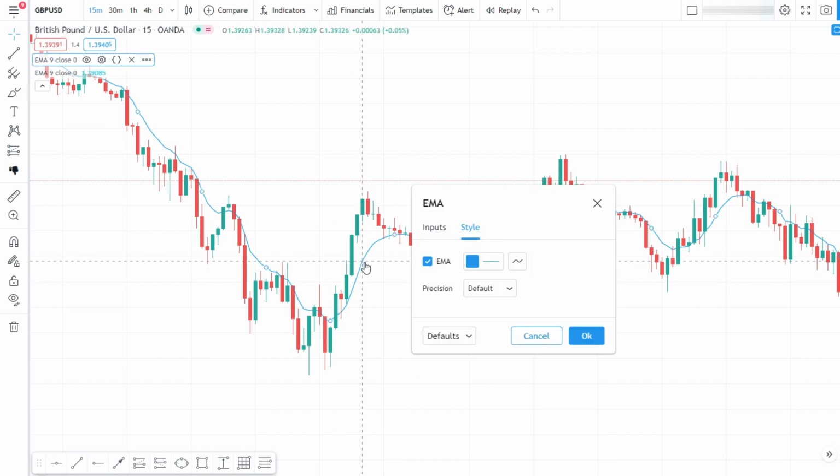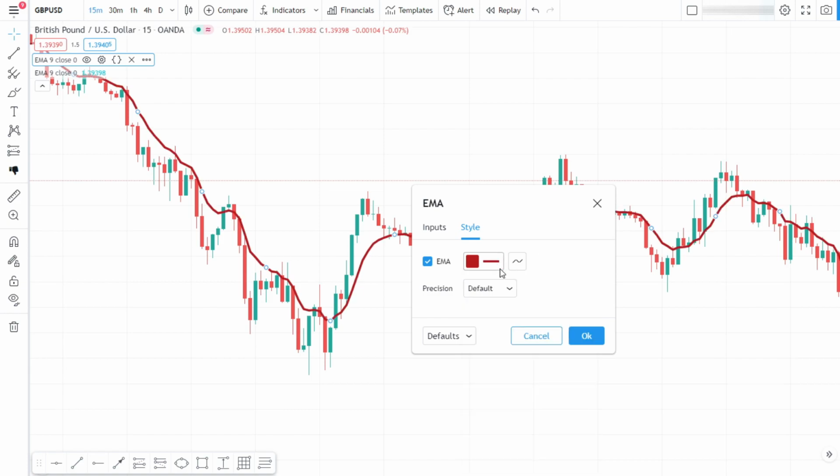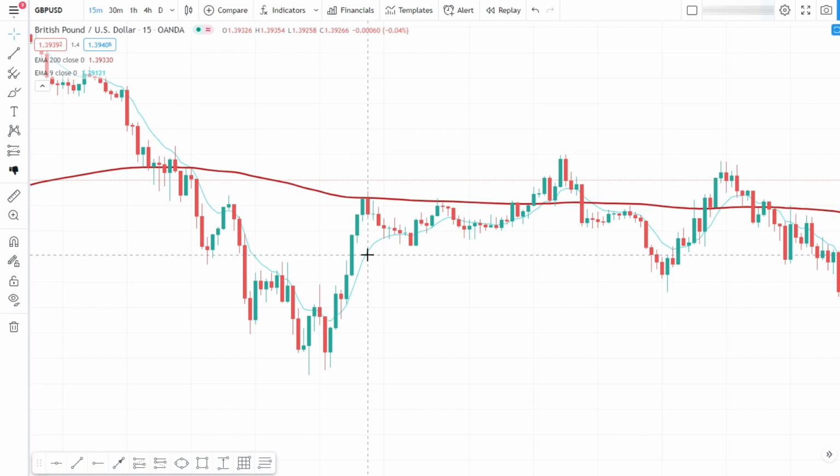So click that twice, and then we're going to double click on this. We change this line color, make it thick, make it red and thick, not that thick though, make it that thick. And we're going to go here and we're going to write 200 on this. So the red one is our 200 moving average, exponential moving average.